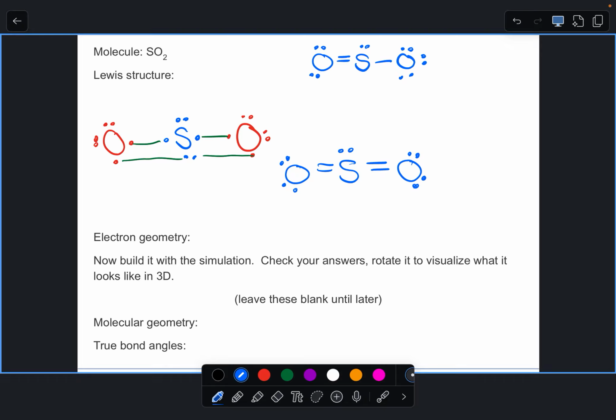So sulfur is in the third row. There's no reason why we shouldn't exceed the octet. We just go ahead and exceed the octet. If you were trying to draw this, I don't think you guys would have even thought to do this, because you would have had to move an electron from one oxygen to the other in order to make this work out. The way that I've been teaching it, I don't think you would think to do that.